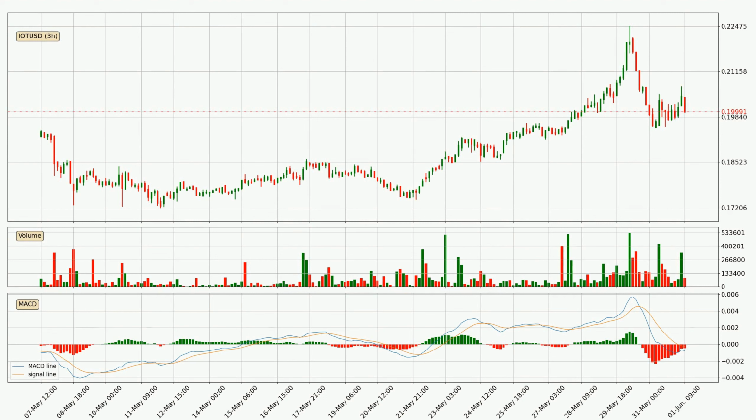Moving to the 3-hourly MACD, the MACD line is below the signal line, which shows that the current trend is on the downside. However, the MACD histogram shows that the momentum is currently shifting to the upside, and it could be expected that the price will consolidate for some time, and you should wait to see if the MACD line will cross the signal line, which will be bullish.